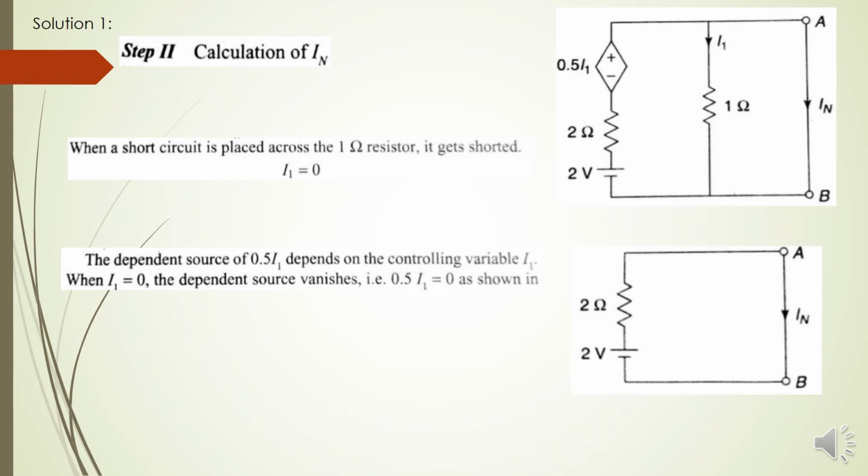The dependent source of 0.5 I1 depends on the controlling variable I1. When I1 is 0, the dependent source vanishes. Therefore, 0.5 I1 is 0 and hence Norton's current IN is 1 ampere.